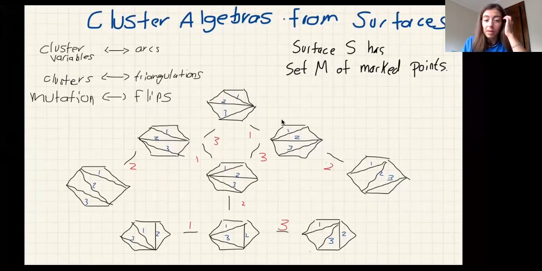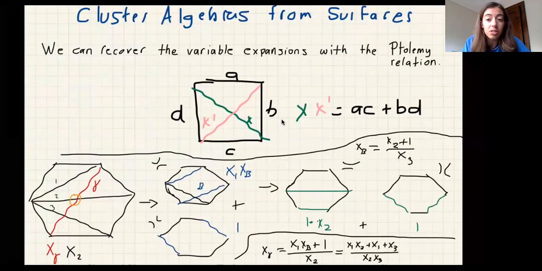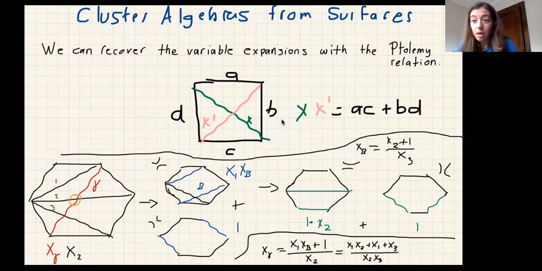So here we see the dynamics of flips in triangulations acts a lot like the cluster mutation. But we can dig even deeper, and we do this through the Ptolemy relation. This is how we can actually take an arc and spit out one of these Laurent polynomials that we saw in our intro example. So the Ptolemy relation is, first and foremost, a statement about lengths of arcs.